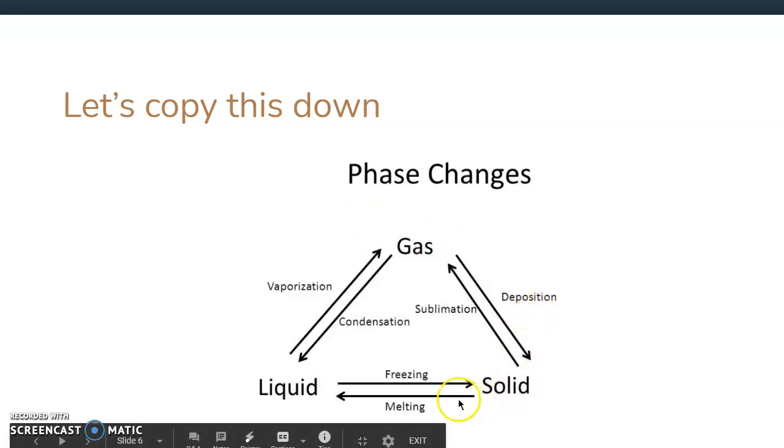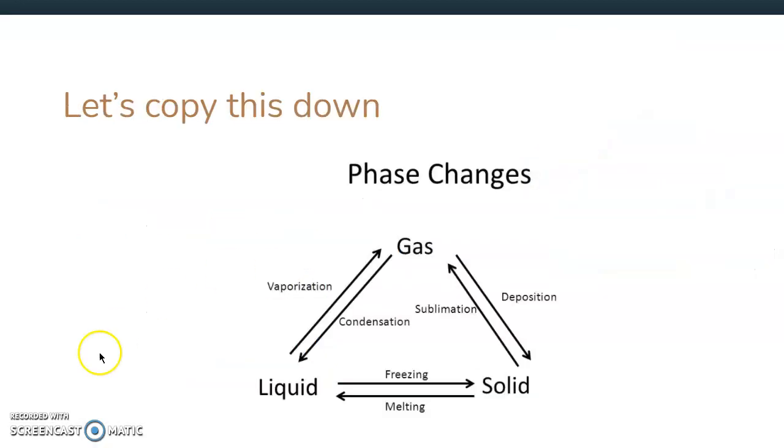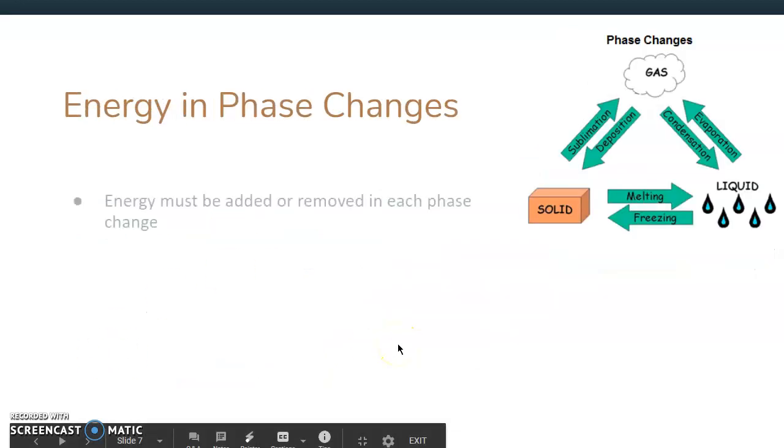So if I look at solid and this arrow points to liquid, that means if we go from solid to liquid, we're melting. This is the exact opposite. If we go from liquid to solid, it's freezing. And it's the same way for all those. So it's a good way to visualize what these words mean rather than write them down. I at least like to see a picture rather than just have words.